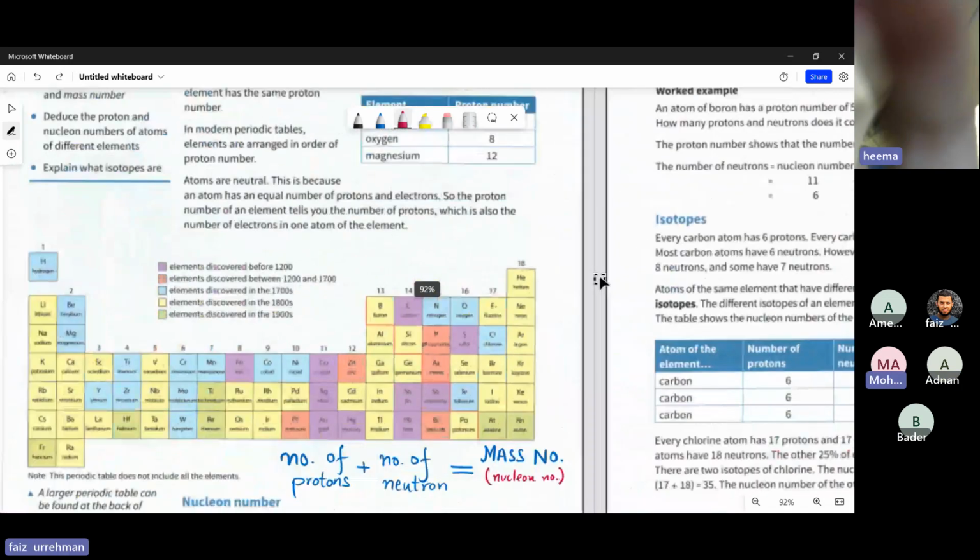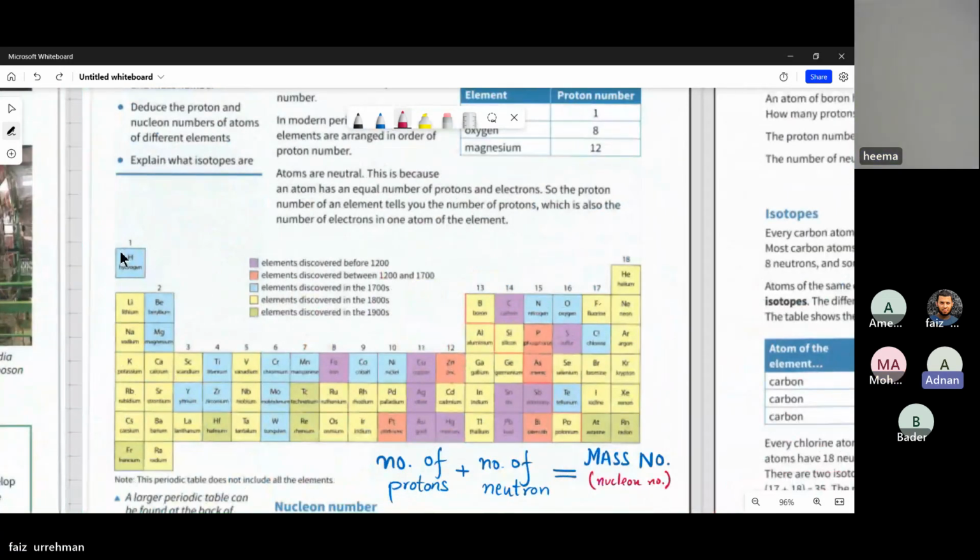Mister, can you mute Hima? Mr. Hima, what is happening? Yes, he muted his mic already.